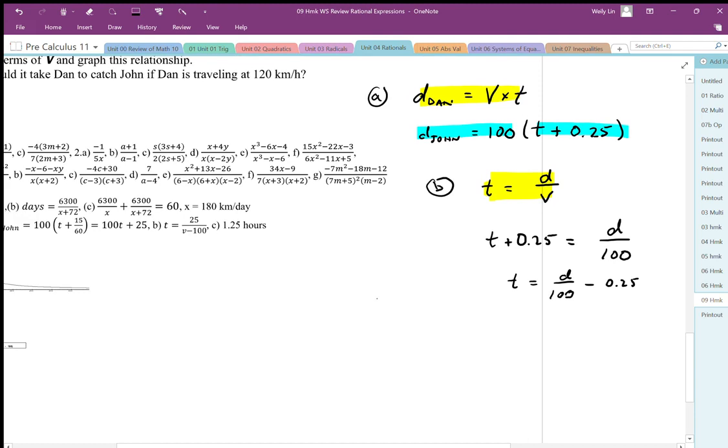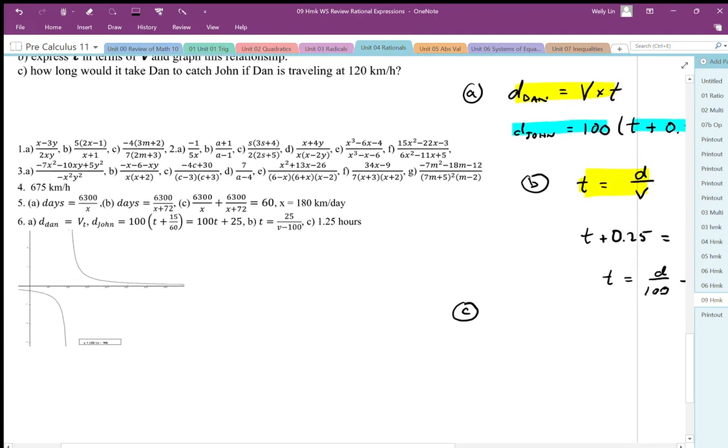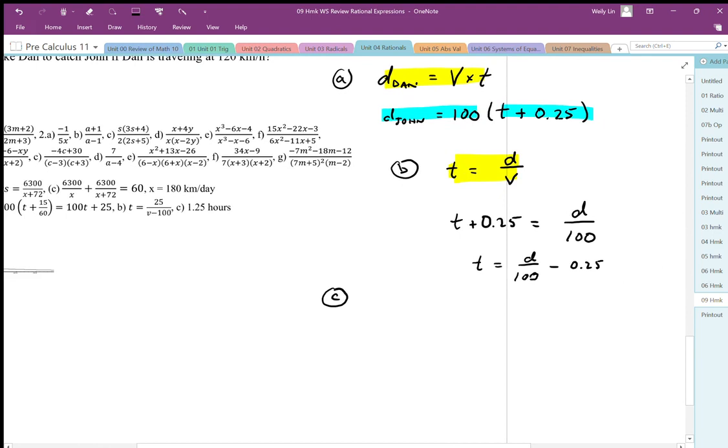So for part C, it says how long would it take for Dan to catch John if Dan is traveling at 120 kilometers an hour. So we need to first of all come up with an equation because we're solving for something here. And the equality is the distance for Dan is going to be equal to the distance for John. That's because they're traveling to the same place. So I'm going to make the distances equal to each other.